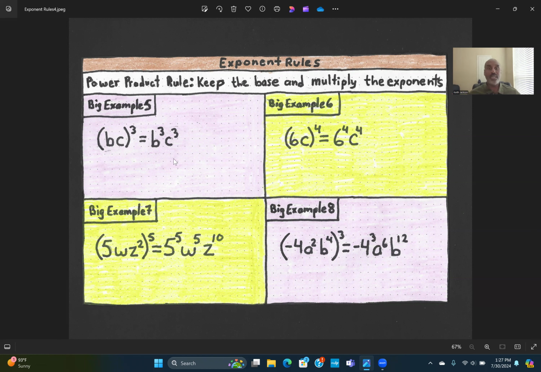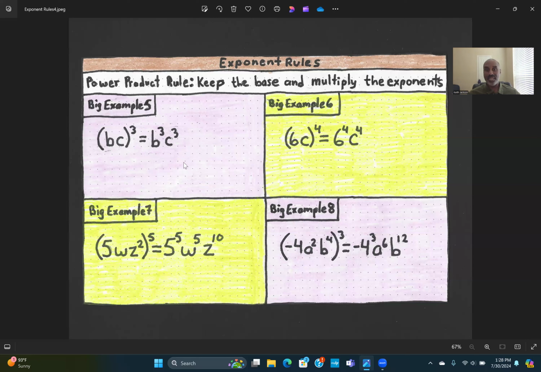And so let's begin with big example 5, in which we have the quantity of b times c raised to the power of 3. We're just going to distribute this exponent inside the parentheses, and now we have b raised to the third power times c raised to the third power.